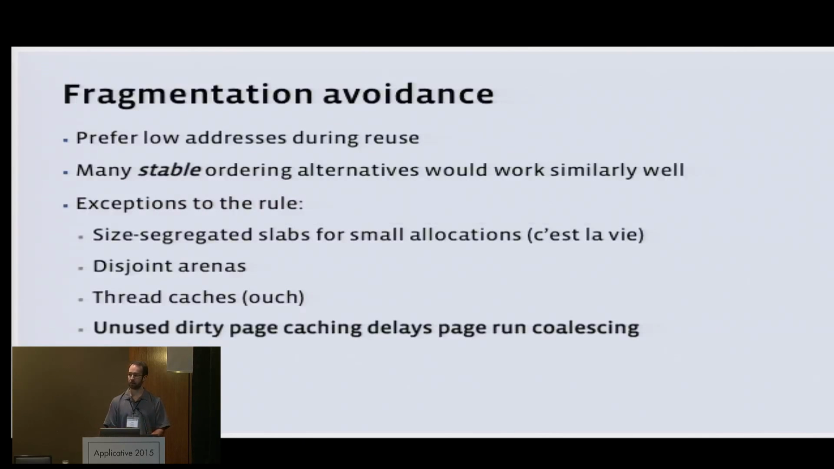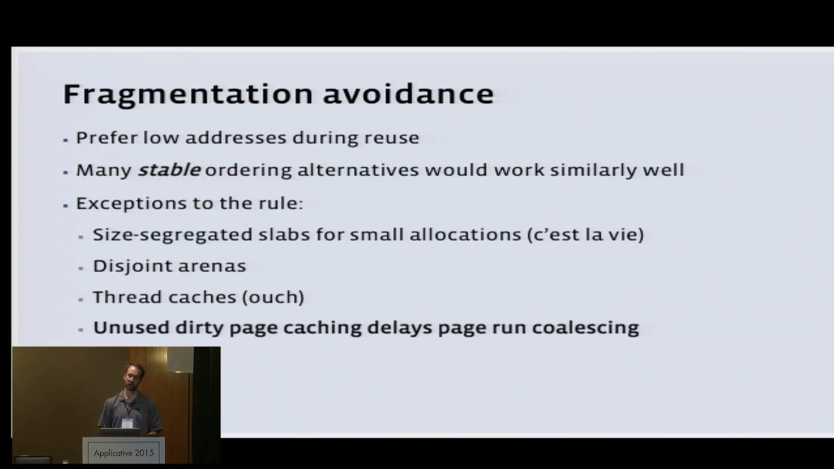jemalloc, the key way that it avoids fragmentation is it prefers low addresses during reuse. This, in the purest form, would be a first fit algorithm, where you have an array of memory and you scan it from the beginning, and you find the very first place you can possibly fit that allocation. There are some nice theoretical results that show that this behaves no worse than some other things like best fit. In practice, it works extremely well. And this is not an original idea to jemalloc. The papers go back to the 70s.